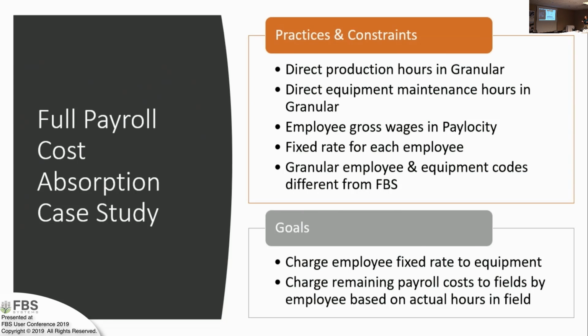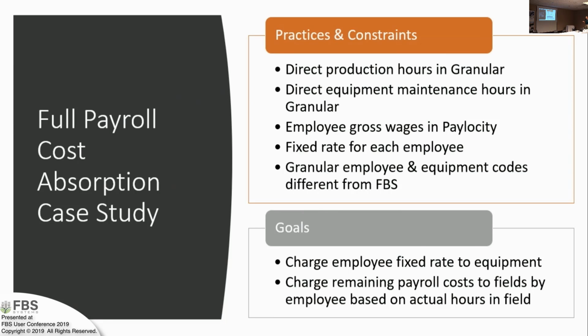Otherwise, it's extra complicated. The employee gross wages are recorded in Velocity, so they downloaded that. At that point, all it knows is that it's going to this employee, so we're going to take everything else and allocate it. They use a fixed rate for each employee for doing the service work, and to make life even more complicated, granular employee equipment codes were different from FBS, so we had to be able to import that.